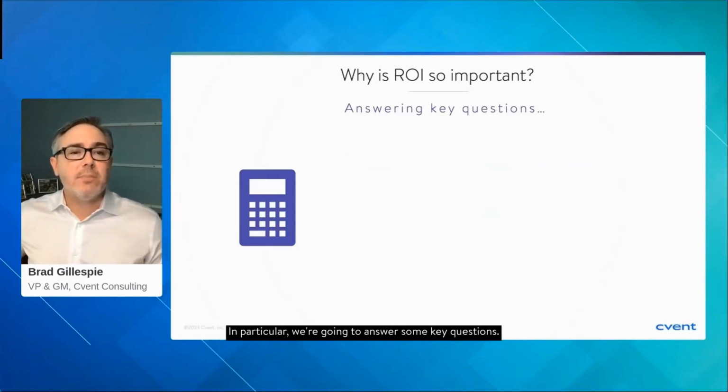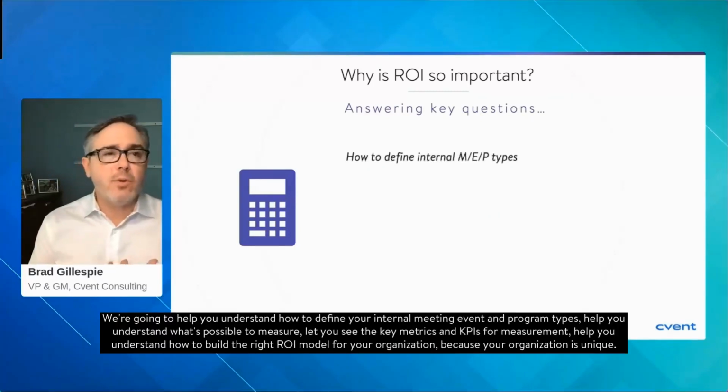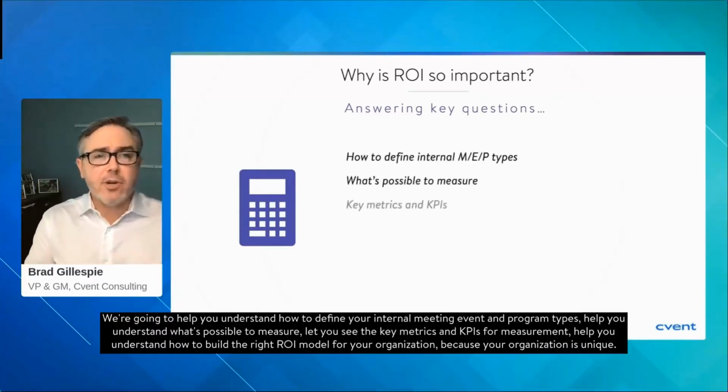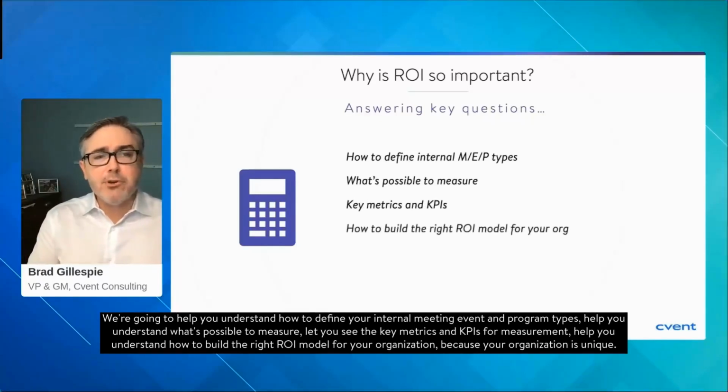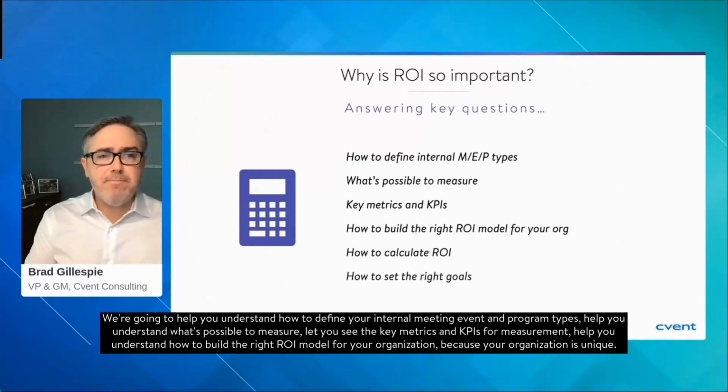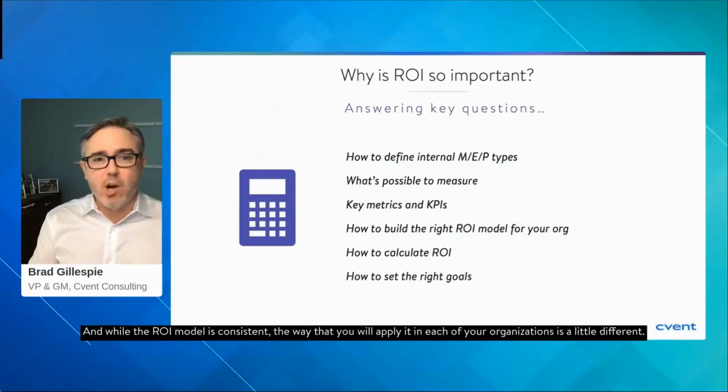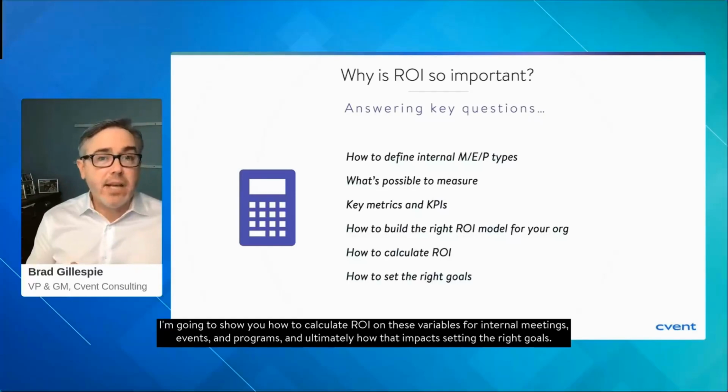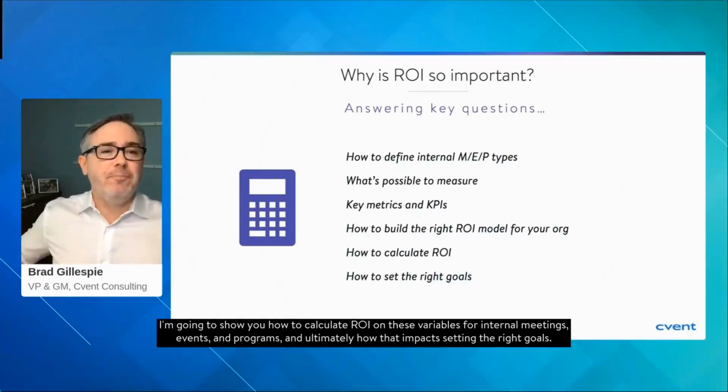In particular, we're going to answer some key questions. We're going to help you understand how to define your internal meeting, event, and program types, help you understand what's possible to measure, let you see the key metrics and KPIs for measurement, help you understand how to build the right ROI model for your organization, because your organization is unique. And while the ROI model is consistent, the way that you will apply it in each of your organizations is a little different. I'm going to show you how to calculate ROI on these variables for internal meetings, events, and programs, and ultimately how that impacts setting the right goals.